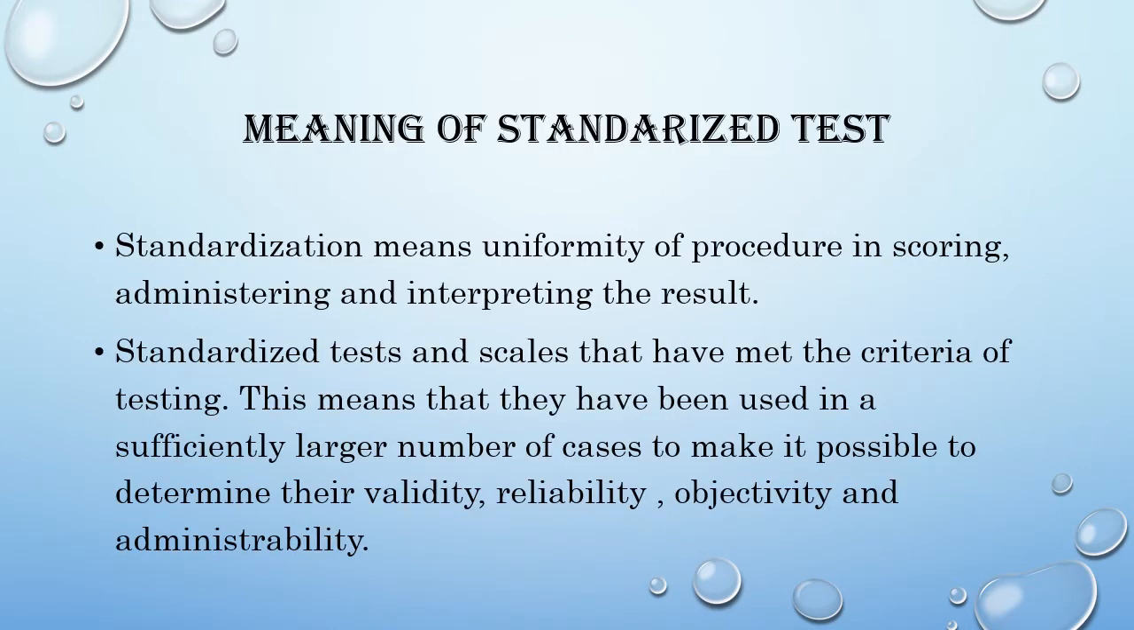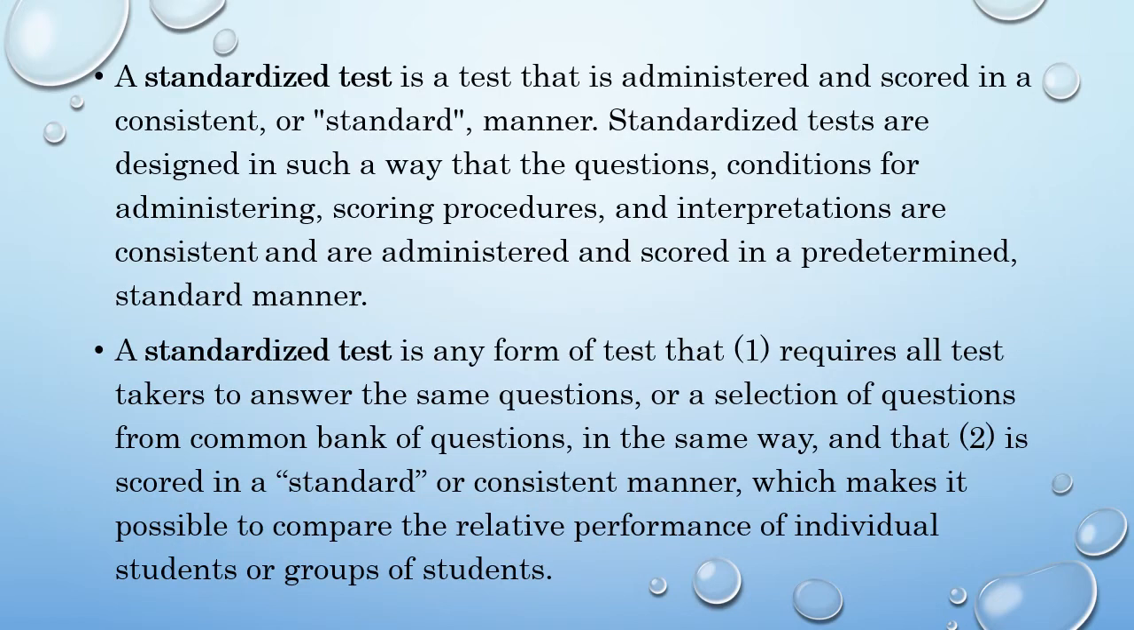So the meaning of standardized test. Standardization means uniformity of procedure in scoring, administrating and interpreting the result. So there will be standard rules and regulations. On that basis we are doing scoring, administrating and result interpretation. So standardized tests and scales have met the criteria of testing. This means that they have been used in a sufficiently large number of cases to make it possible to determine their validity, reliability, objectivity and administrability. So this is the same as the last lecture.